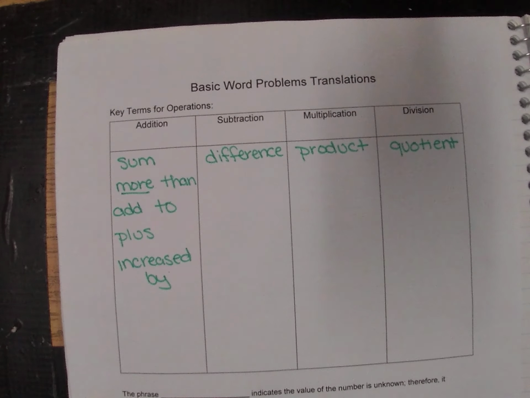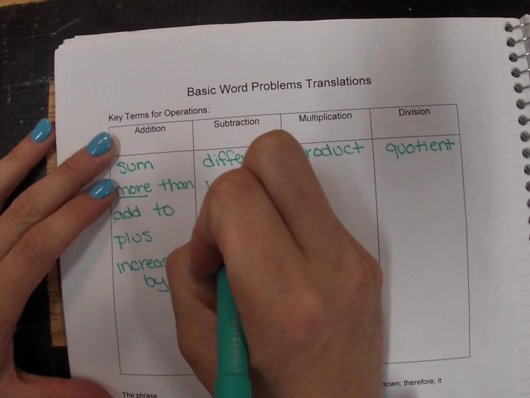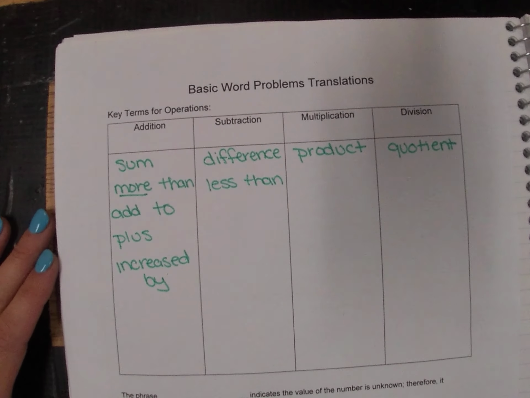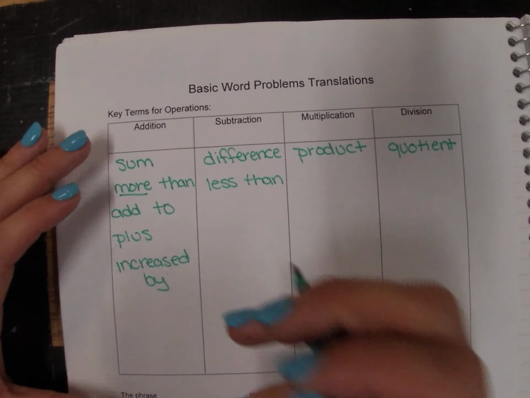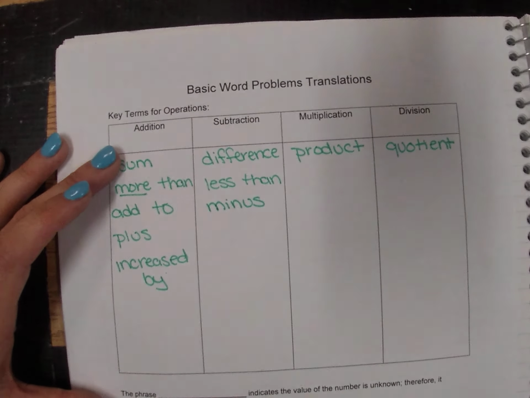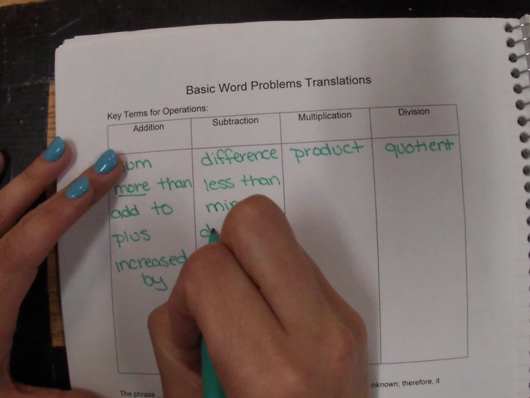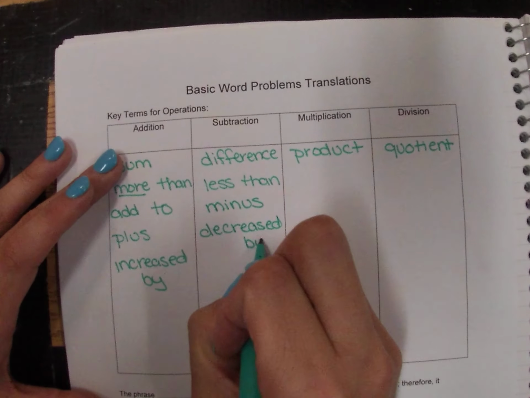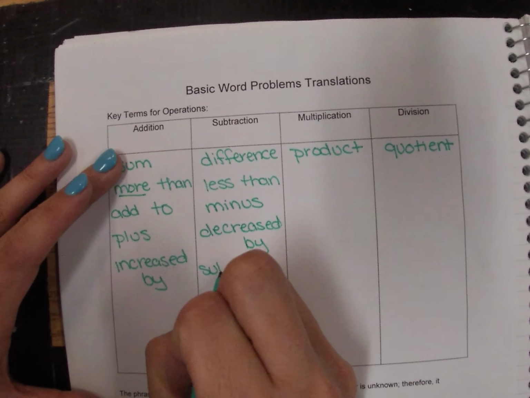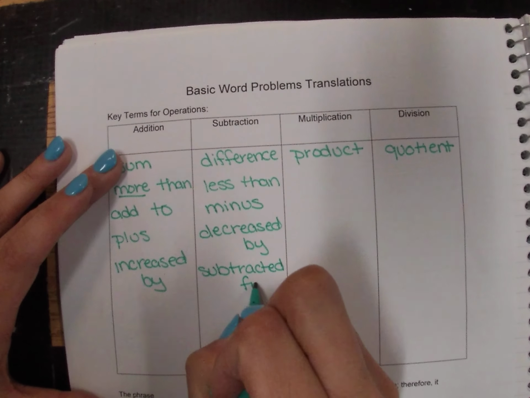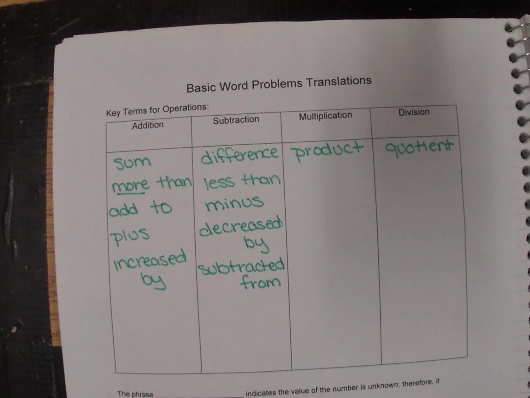Okay, then when we look at subtraction, subtraction can have anything like less than, fewer than, smaller than, tinier than, right? Any of those would be fair game. We could say minus. We could say decreased by. Subtracted from. Okay, so any of those are fair game.